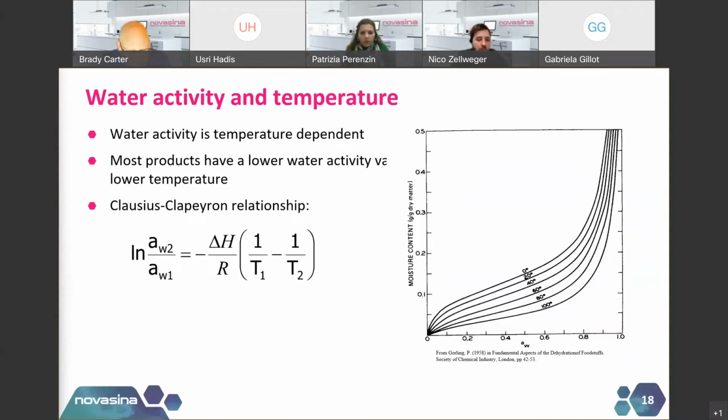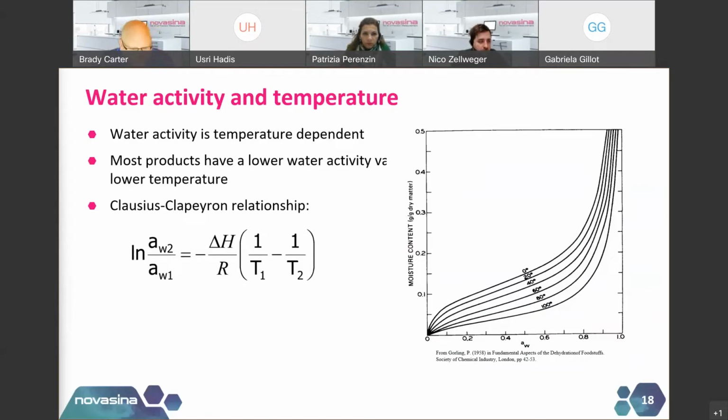This, of course, is for one particular type of product, so it's not going to be exactly like this. This relationship between water activity and temperature is very product specific. It can be modeled, and that's what the Clausius-Clapeyron relationship is. This allows you to model the effect of temperature on the water activity of any particular product, but that model is going to be unique to each type of product.